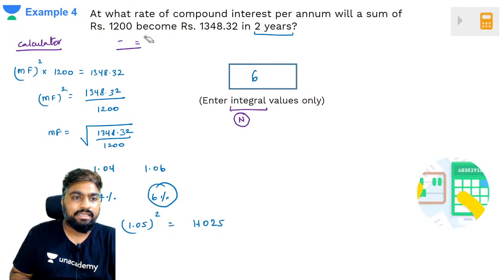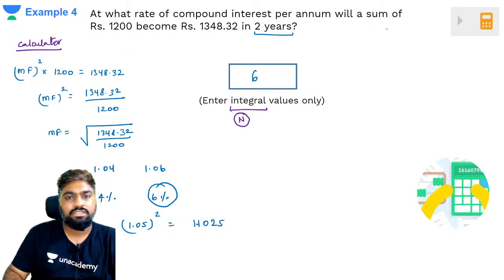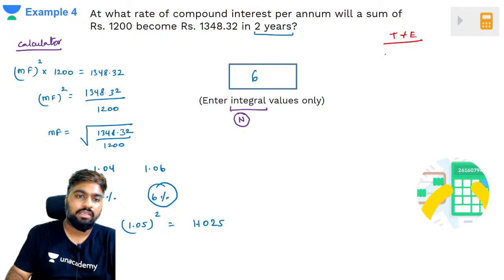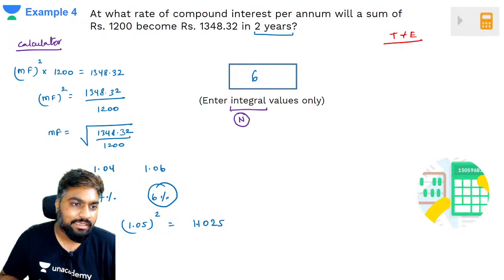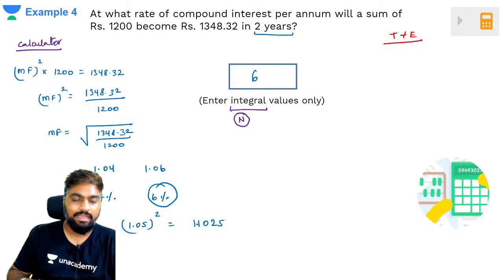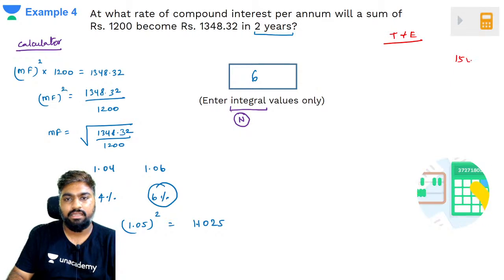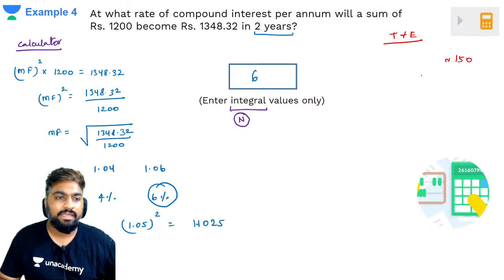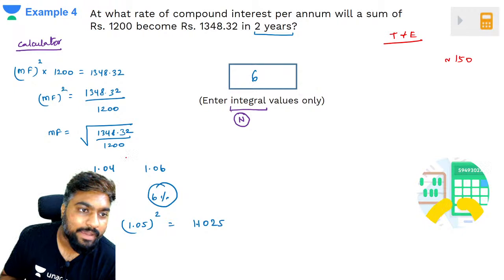ट्रायल एंड एरर से कैसे करेंगे? हाउ विल वी डू द सेम क्वेश्चन यूजिंग ट्रायल एंड एरर? सेम मेथड दैट आई हैव शोड यू नाउ. यस, इट इज क्लियर. यहां से यहां पे कितना डिफरेंस है देखो. अप्रोक्सीमेटली हाउ मच डिफरेंस? 150 रुपीज का डिफरेंस है. ले देके 150 रुपीज का डिफरेंस है फॉर 1200.